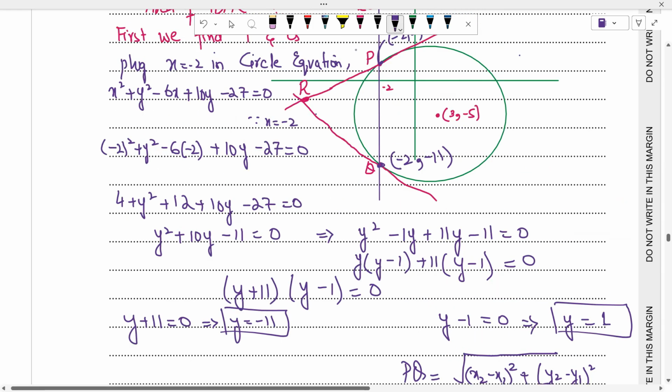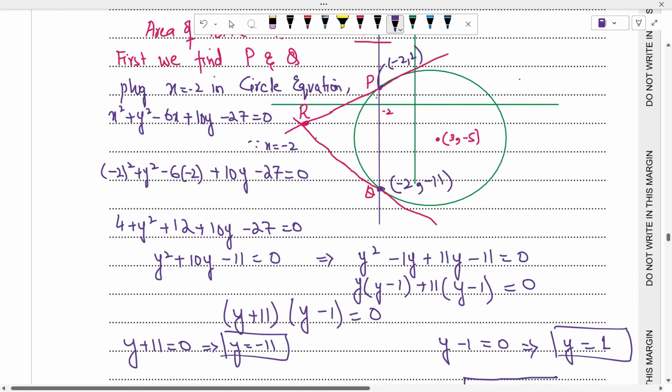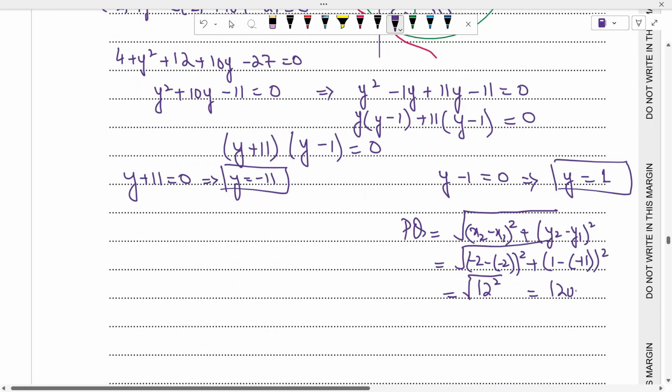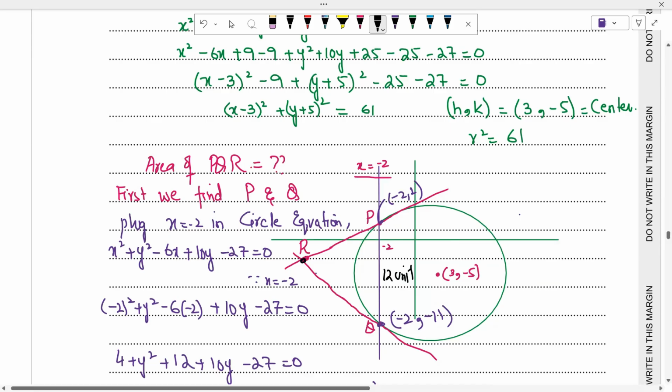So PQ is the distance. So the distance between PQ is 12 units. So this PQ is 12 units. Okay. Now we need to find the value of R.